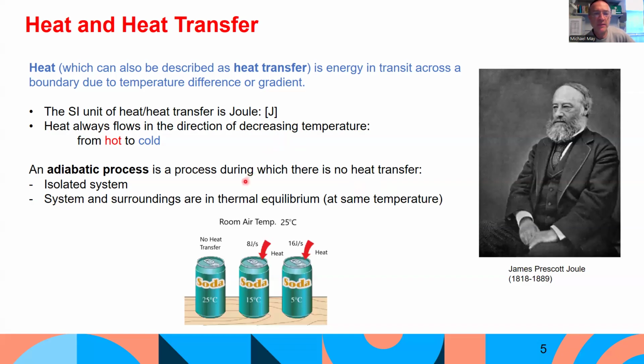And one other point to make about heat transfer: an adiabatic process, which we'll come across later on in the course, is a process during which there's no heat transfer. A couple of examples would be an isolated system like a thermos flask, where heat can neither come in or out, and a system and surroundings in thermal equilibrium. So the first case here, where the soda is at 25 degrees and the air temperature is 25 degrees, they're at the same temperature, so there's no heat transfer. So that can be regarded as an adiabatic system in that case.